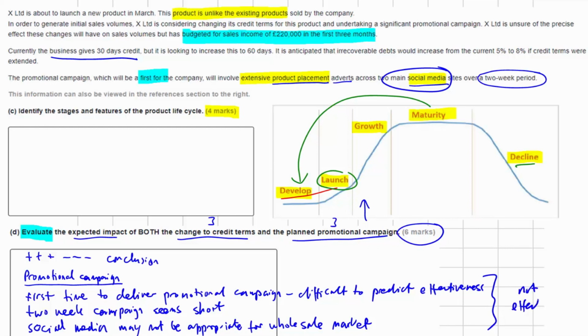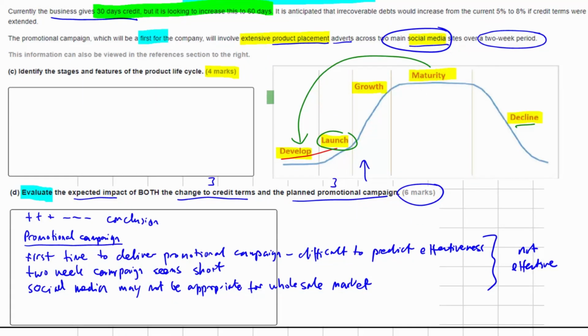Right, what about the change to the credit terms? So in this case, yeah, they want to increase the credit limit from 30 days to 60 days. So there's a positive thing here, because if we have 60 days to pay, that's quite attractive, and that may encourage people to buy our product. So that sounds like a positive thing. But we need to be skeptical that that may have no effect at all. If the product is not very good, just giving someone 60 days to pay for it isn't necessarily going to get them to buy it in the first place.